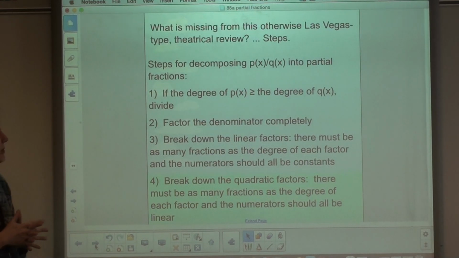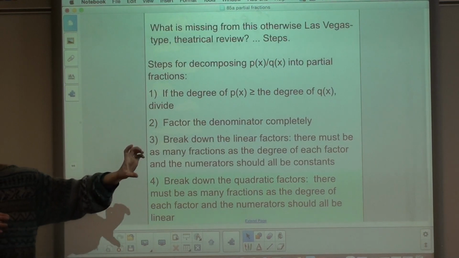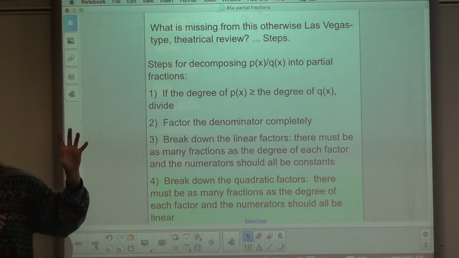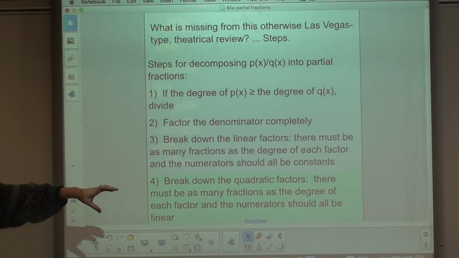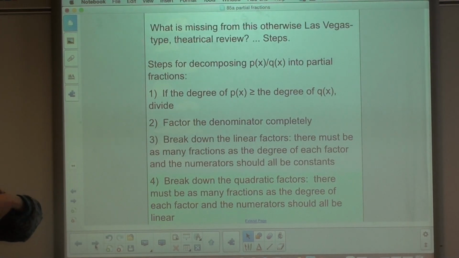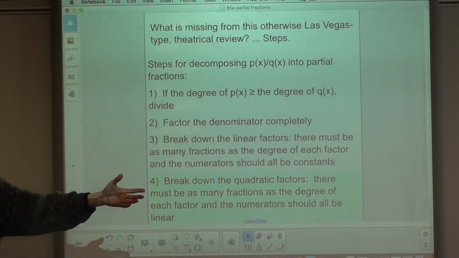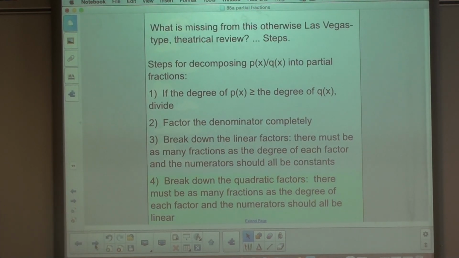Next step, factor the denominator completely. Once you've done that, you're going to break it down into sums of fractions. Sometimes all the denominators will be linear. Sometimes they'll be a combination of linear and quadratic. You can use partial fractions even with cubic, quartic or quintic, but no one's going to make you. It will always be linear or quadratic in this class, and on the AP exam.